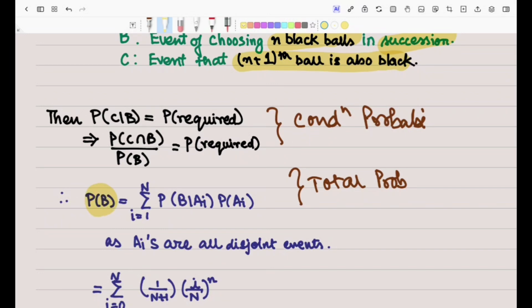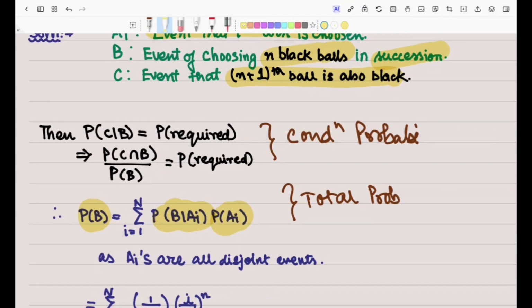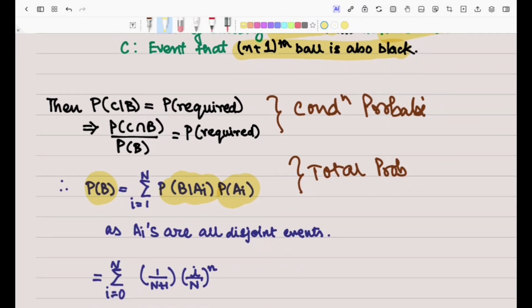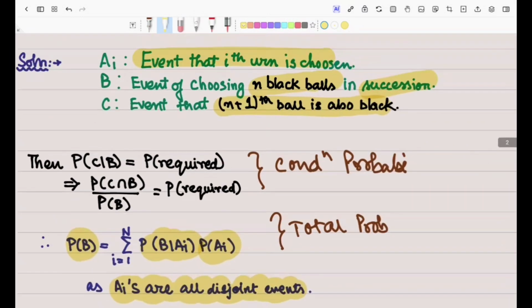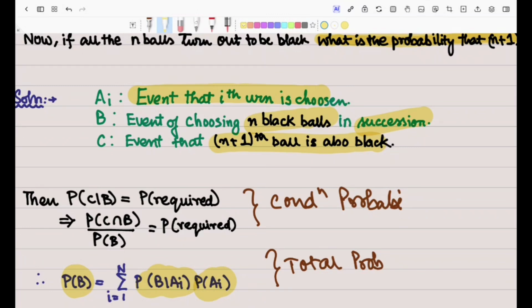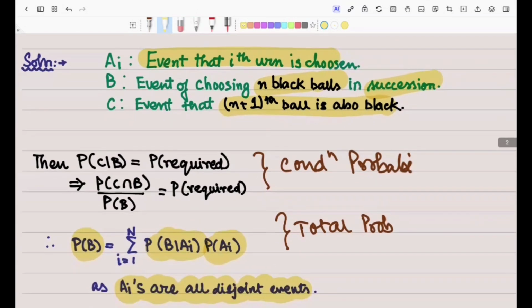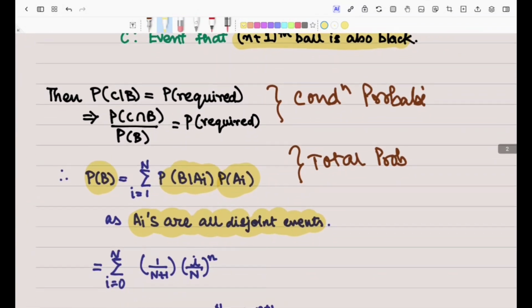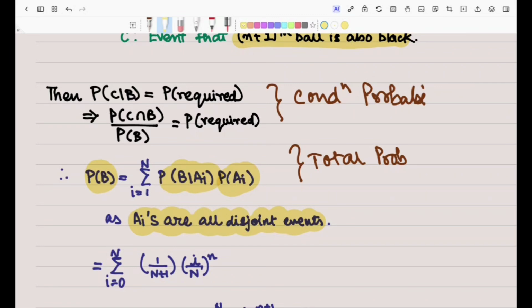Now what happens is you get P(B) as follows: P(B given A_i) times P(A_i), summation i equal to 1 to n. Why is it so? It is because all the A_i are disjoint events. Like, the probability of choosing the first urn is not dependent on the probability of choosing the second urn. They are all independent cases.